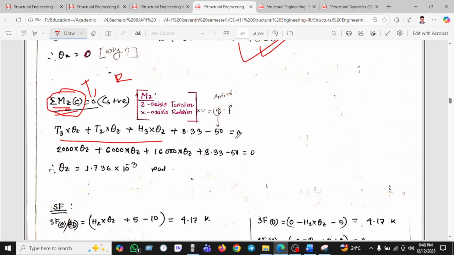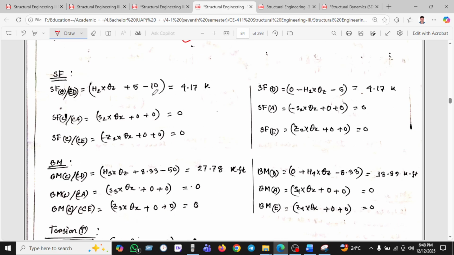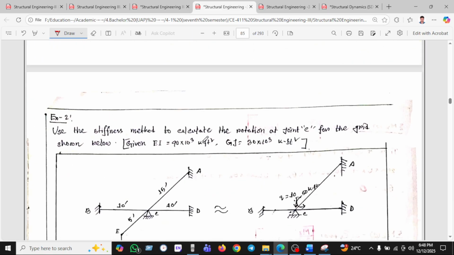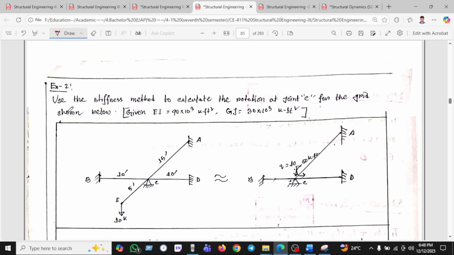So after putting this value and finding this value, in the same way we have been calculating the shear force at point C, and bending moment also, and torsion also. Okay. Now we see another example. Use the stiffness matrix method to calculate the rotation at point C.